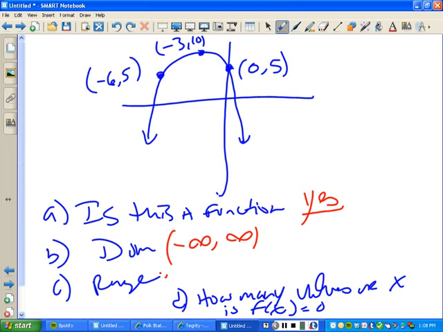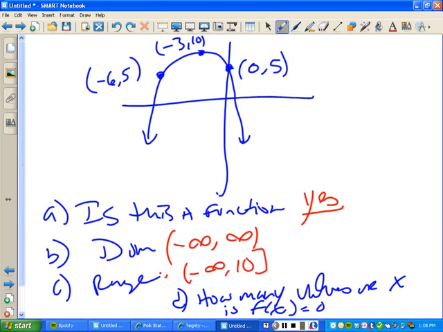Range. What is the range? Negative 10. Say it again. Who's back there talking? Somebody's damn smart. Go ahead. Negative infinity to 10. Negative infinity to 10, bracket on the 10.